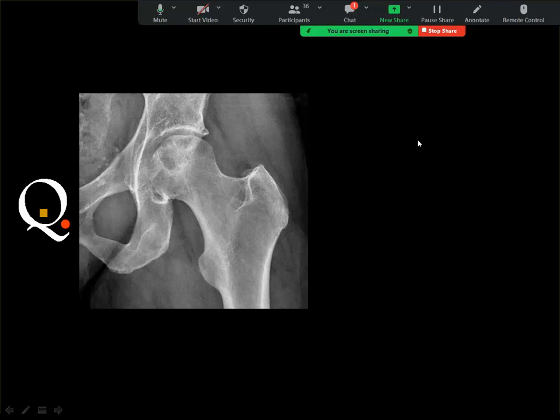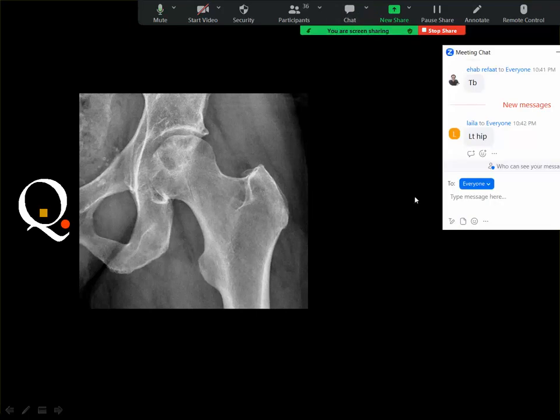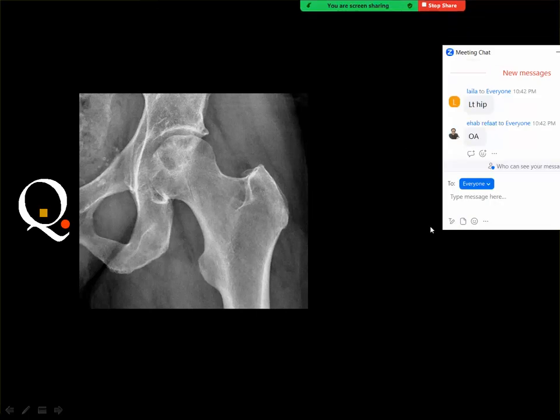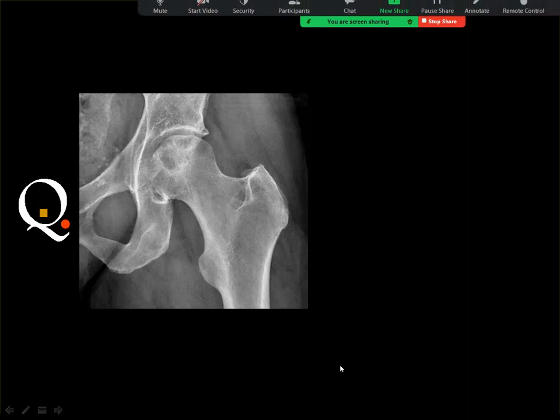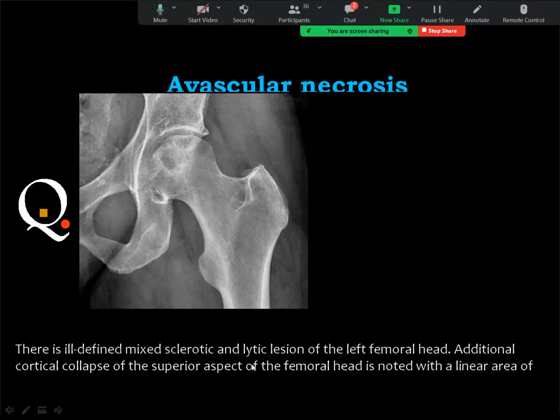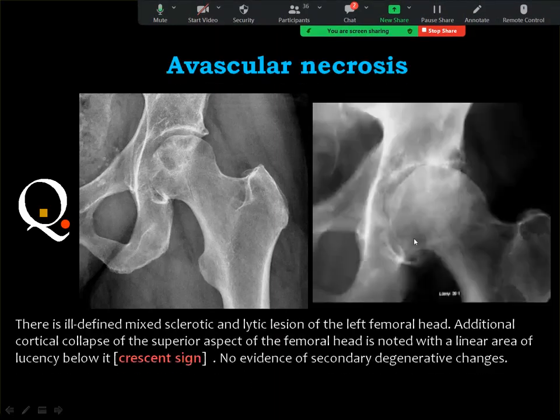This is an X-ray of the left hip joint showing some changes. No, this is not osteoarthritis, because avascular necrosis is the right answer. One of the essential findings for osteoarthritis is this finding, which is narrowing of the superior lateral aspect of the joint space. And without this finding, be cautious to diagnose osteoarthritis.